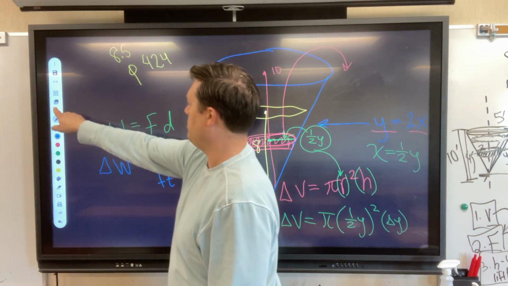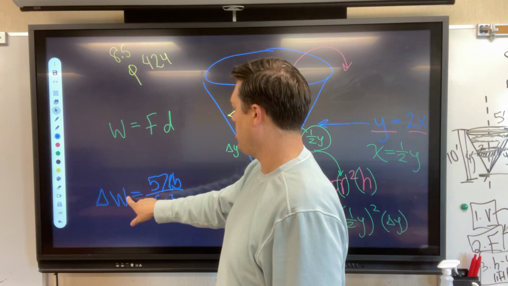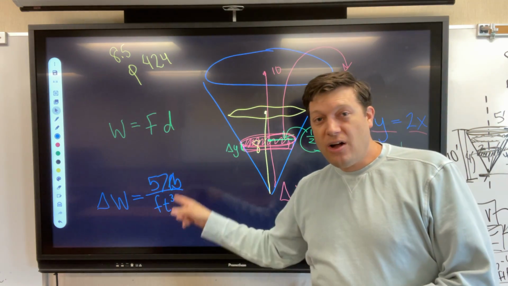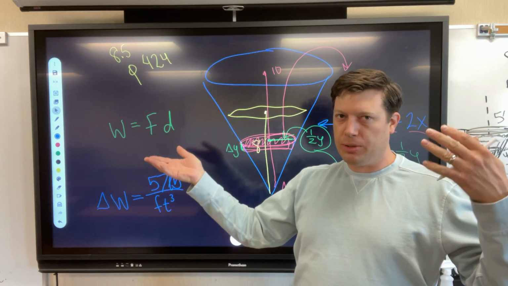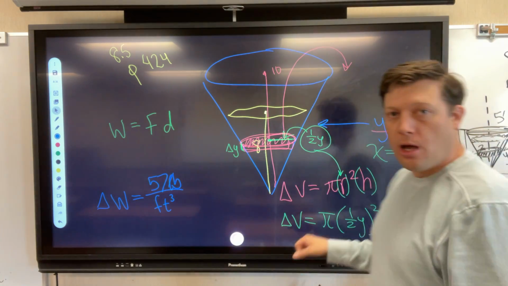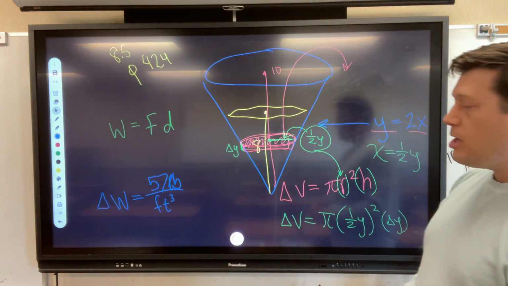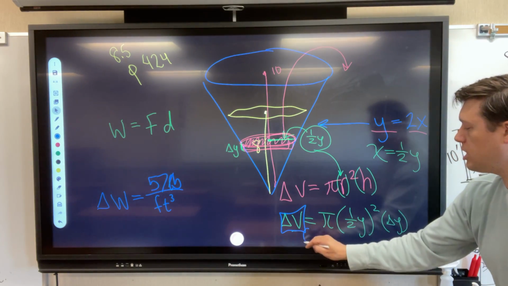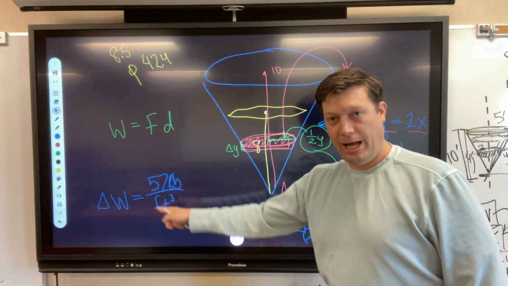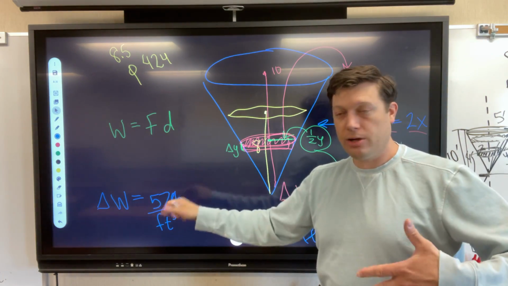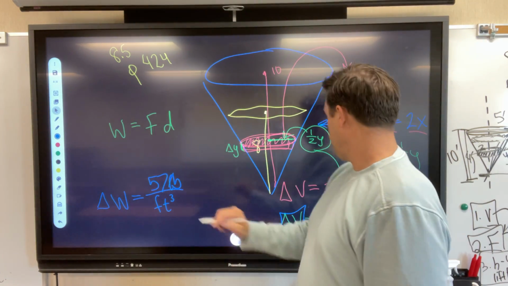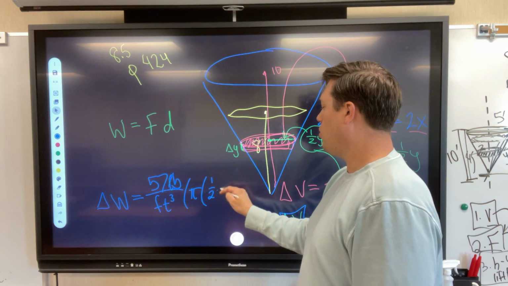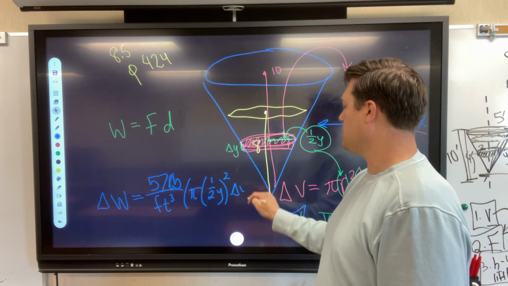Let's see if I can move this out of the way. Okay. So we're going to multiply this density calculation that has pounds as force over cubic feet, multiplied by this formula right here. That way we can get cubic feet to cancel. Remember, this is a calculation of cubic feet. And so if we multiply our force, our density calculation, times pi times 1/2 y quantity squared times delta y.